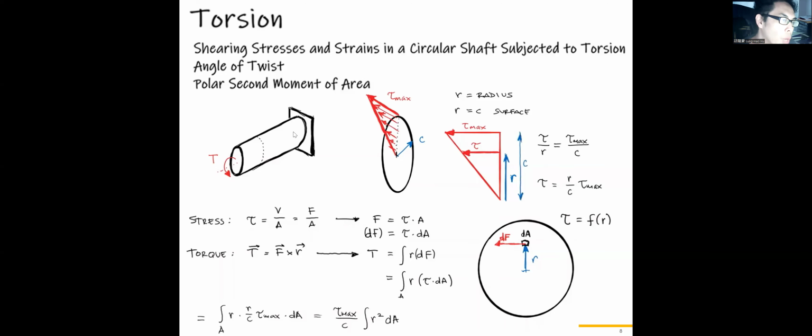Okay, so for example, we have a shaft or a solid rod. One end is totally fixed, and we apply a torque. We just twist the solid rod. And what is the shear stress distribution within its cross section? That's what we are going to focus on.